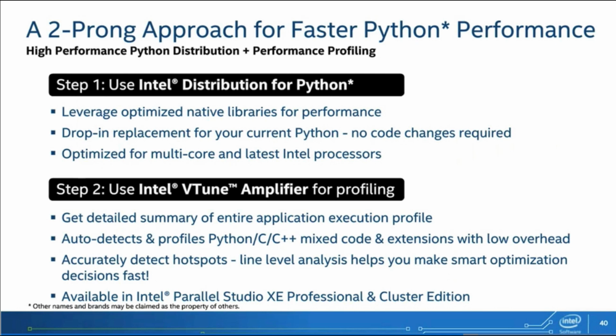What I just said represents a two-prong approach for faster Python performance. So you can always just use your own Python distribution, but if you use the Intel distribution for Python, you're likely to get some immediate performance benefits for the drop-in replacement via optimization for multi-core and the latest Intel processors. Next, you can actually use VTune Amplifier to profile that code. So you can use the Intel distribution for Python, you also don't have to.